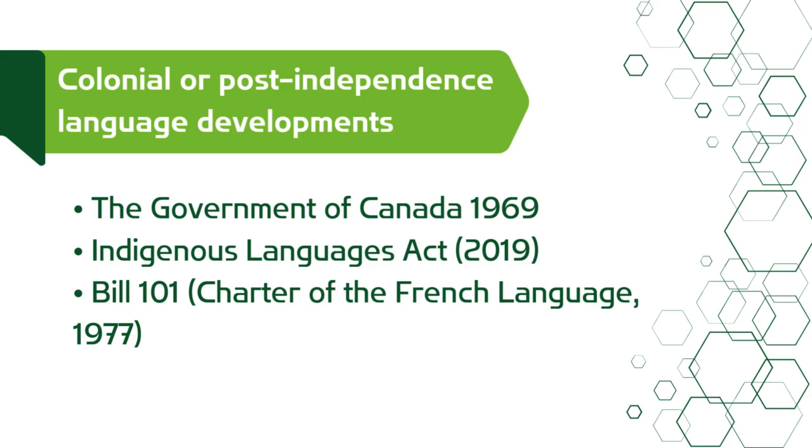Lastly is Bill 101. This states that the province of Quebec gained independence in achieving French as its sole official language in response to the perceived threat of English dominance.